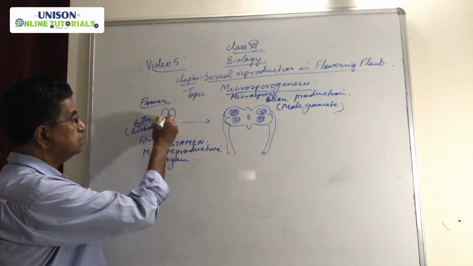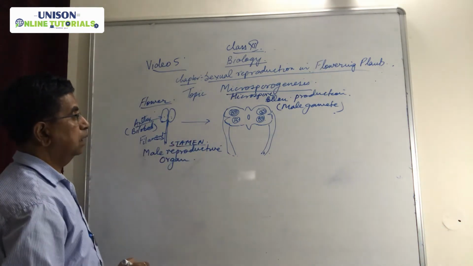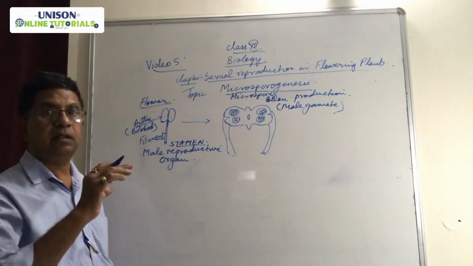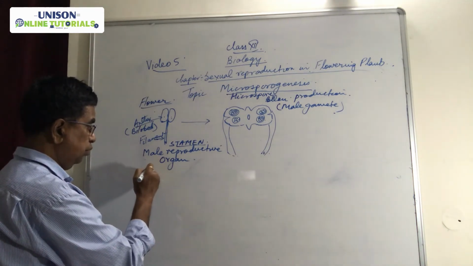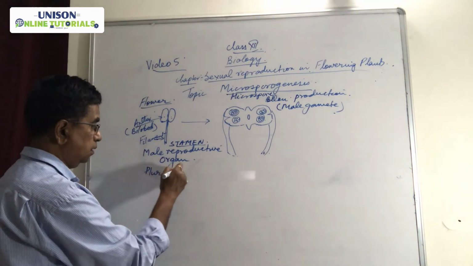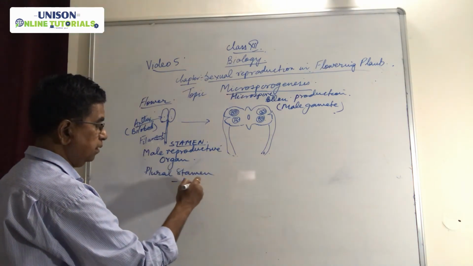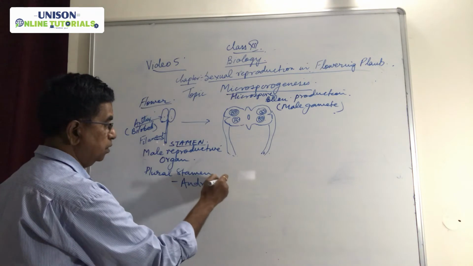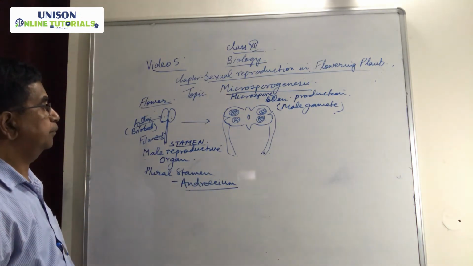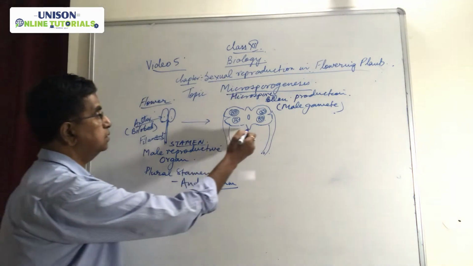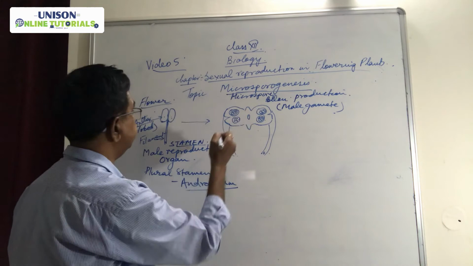Now anther is the most important part of the stamen, and in the flower there are many stamens. The plural of stamen is androecium, because in a flower there are a number of stamens, so all the stamens together are known as androecium. Now this is another diagram showing the microsporogenesis.